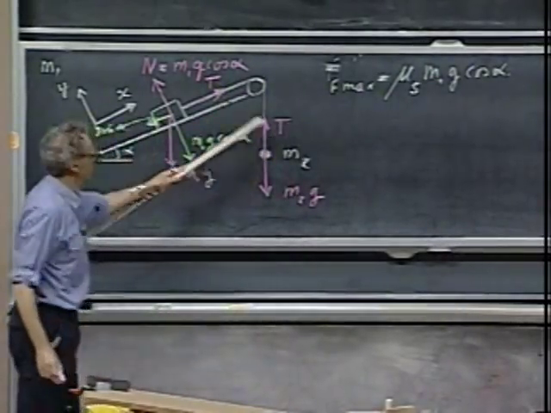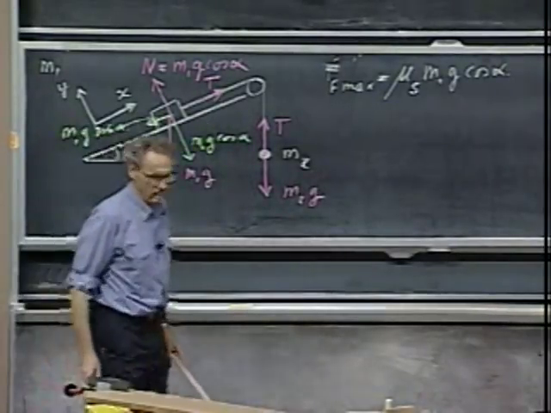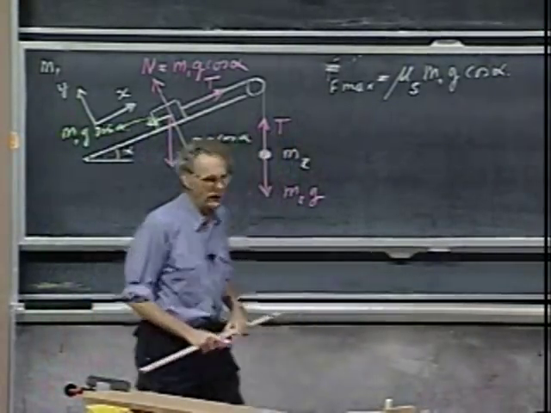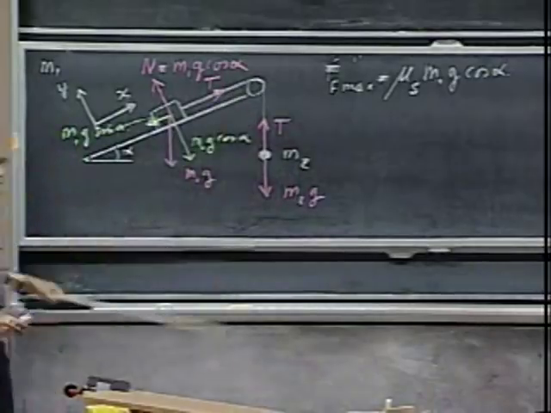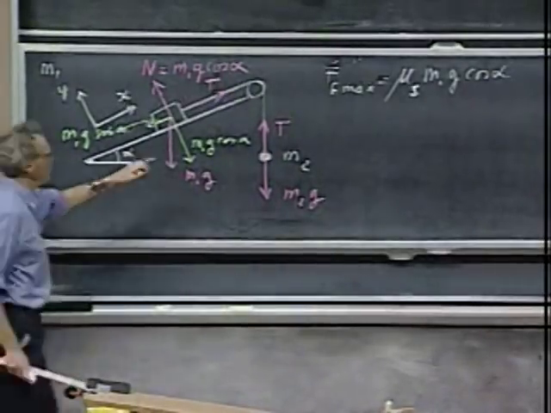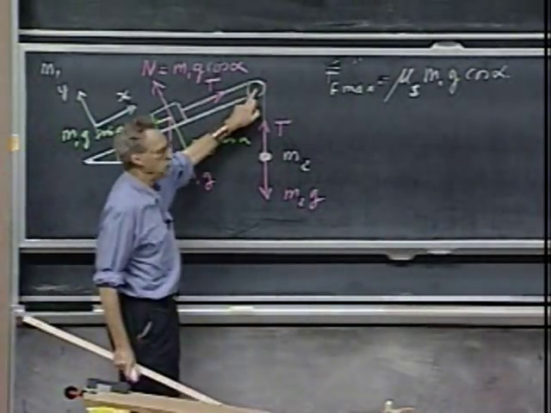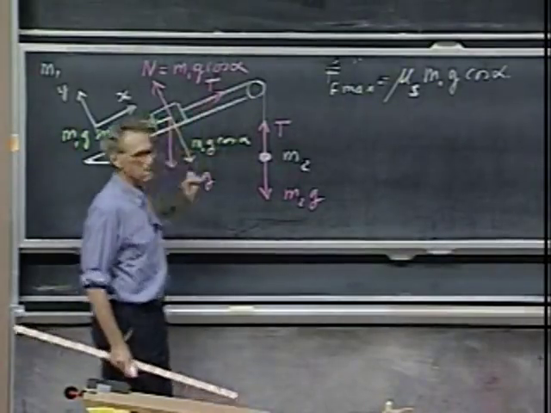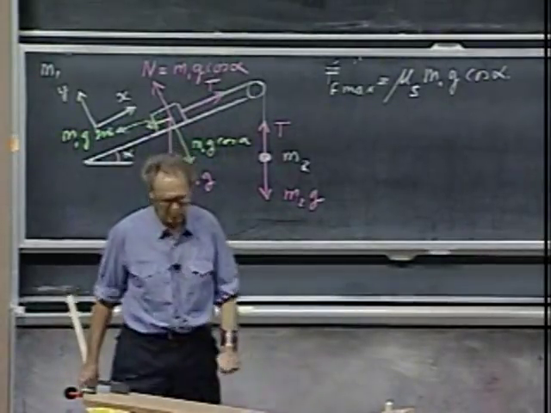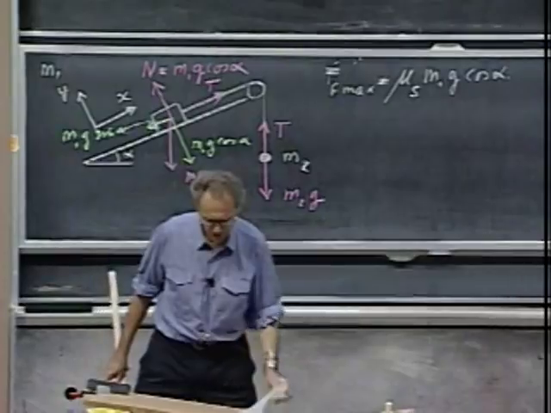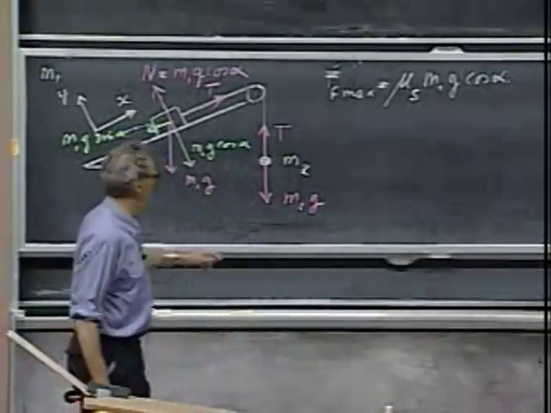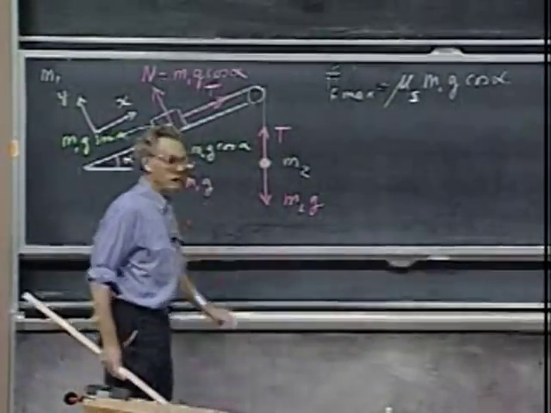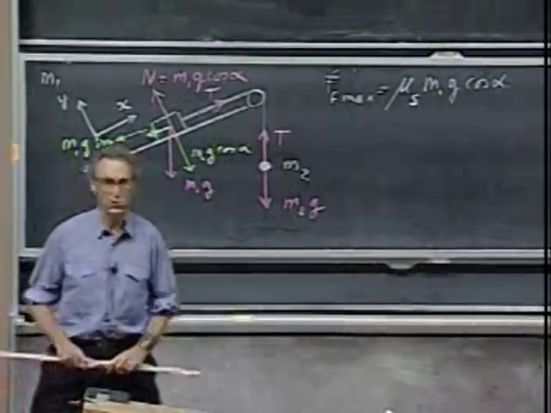And this tension is exactly the same as that tension. We discussed that last time. I will not go over that because this is an ideal and, of course, an unphysical situation. The pulley has no mass. The pulley is completely frictionless, and the string has no mass. It's a massless string. And I argued last time that, therefore, the tension here must be the same as the tension there. We even know the tension.